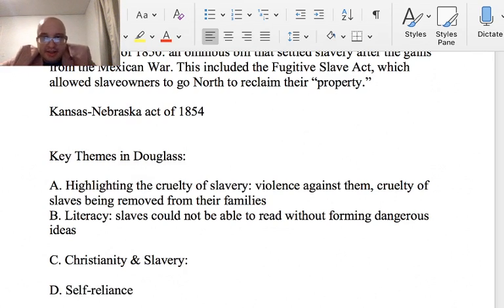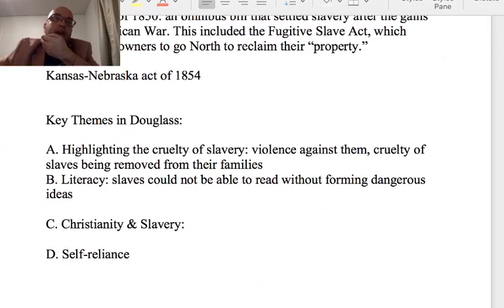Self-reliance. We talked about Emerson last week, but I ask you guys, and this is a question that's on the midterm: is there a more self-reliant person than Douglass? This is literally one of the most amazing rags-to-riches stories, and part of it comes from his own ingenuity and self-reliance. He didn't rely on anyone else to teach him how to read. He learned how to do so himself.